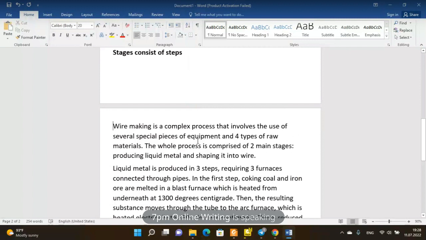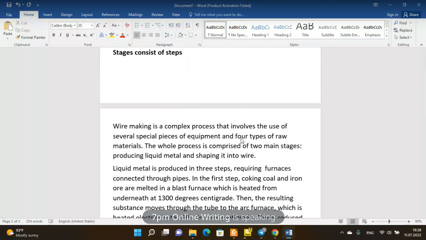I'm sorry, overview. Wire making is a complex process that involves the use of several special pieces of equipment. And four, but it's just the students. You need to get used to writing out the words, but not using the actual digits with numbers from 1 to 10. So it's important that you use four as a word. Four types of raw materials. The whole process is comprised of two main stages: producing liquid metal and shaping it into wire.